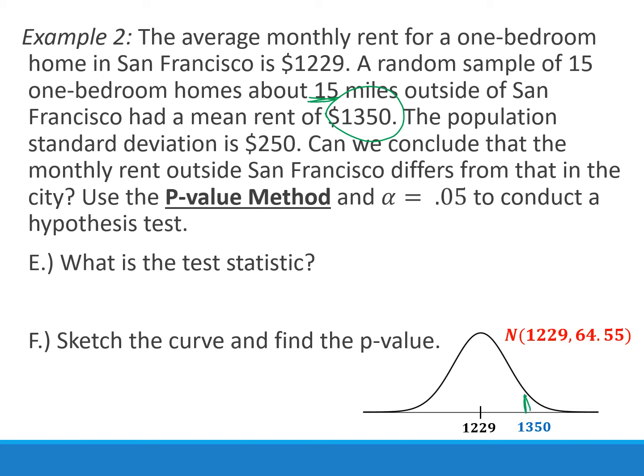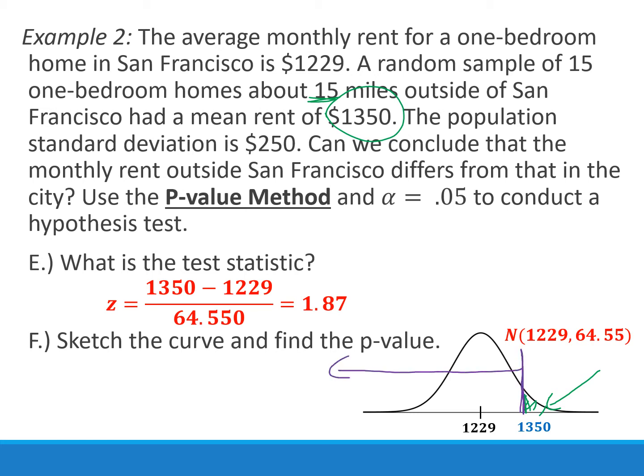Okay, now when we do this, we're going to get a z-score. We get a z-score of 1.87. So we want to find the area of this tail. Okay, so we would look up 1.87 in the table. Remember that gives us area to the left of that, so we have to do 1 minus.